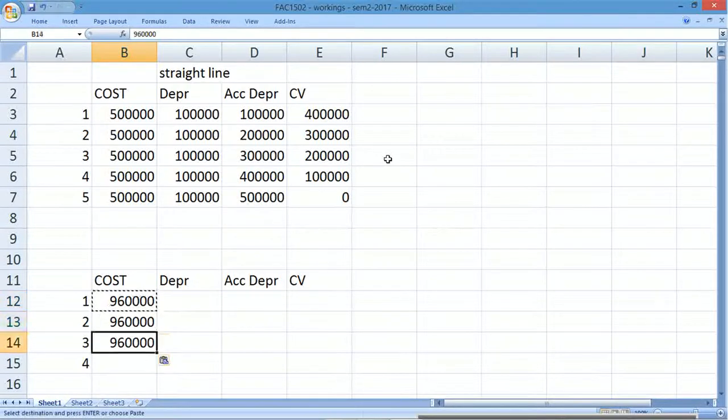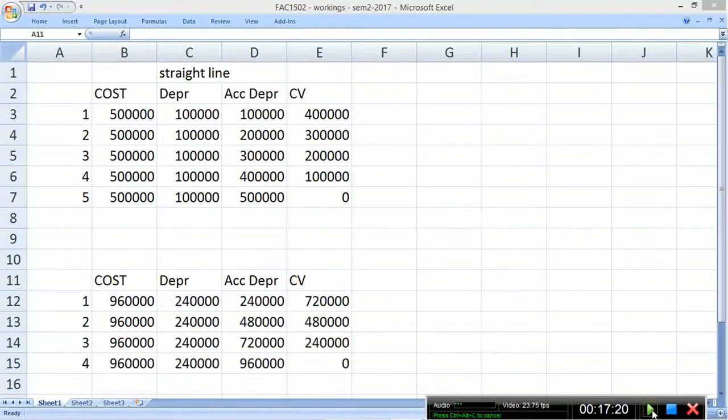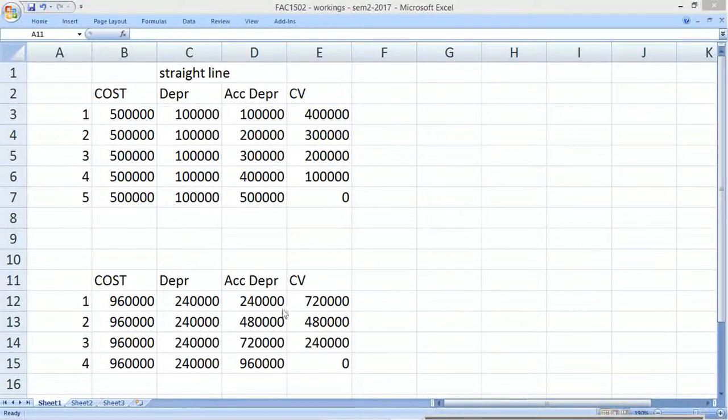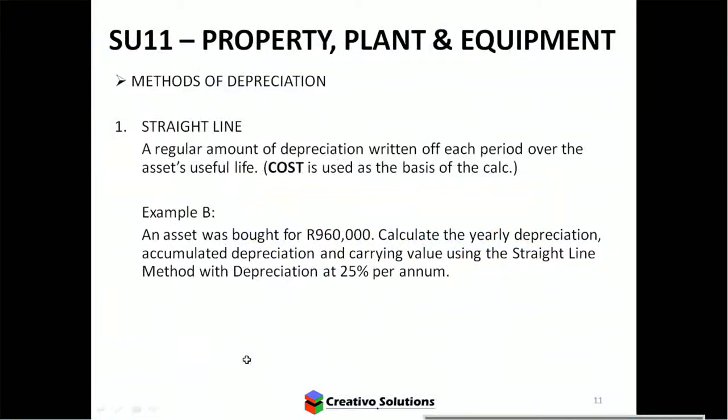Let's see if you can complete the table. Try work that out, and then we'll check it. Okay, so this is the answer. You obviously have 240,000 every single year. That doesn't change because it's straight line. And then you'll have accumulated depreciation, which accumulates, meaning they're added to the balance. Last year plus this year gives you that. Okay, good. Alright, let's continue.